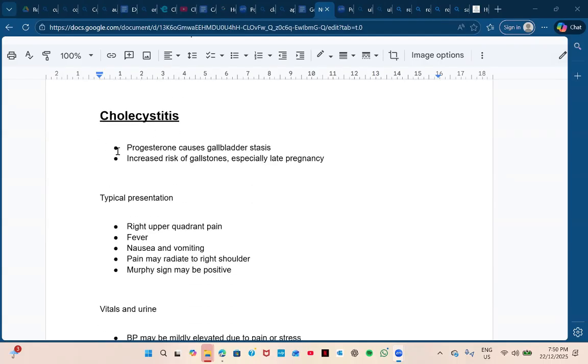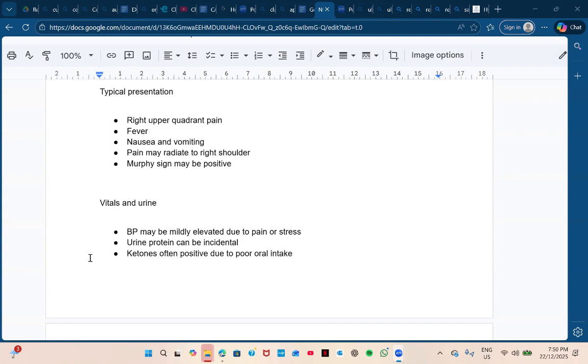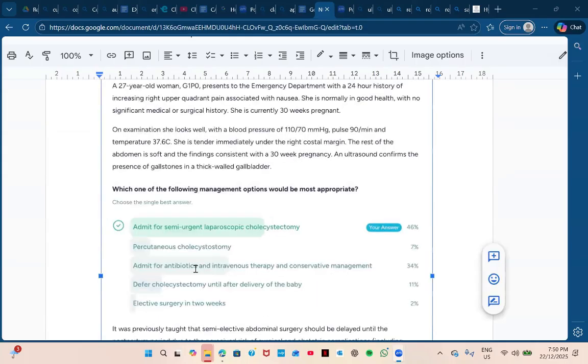And cholecystitis: progesterone causes gallbladder stasis, increasing the risk of gallstones, especially in late pregnancy. We know this theory. Typical presentation: right upper quadrant pain, fever, nausea, vomiting. Pain may radiate to the right shoulder. Murphy sign may be positive, and blood pressure may be mildly elevated due to pain or stress. Urine protein can be incidental. Ketones often positive due to poor oral intake.